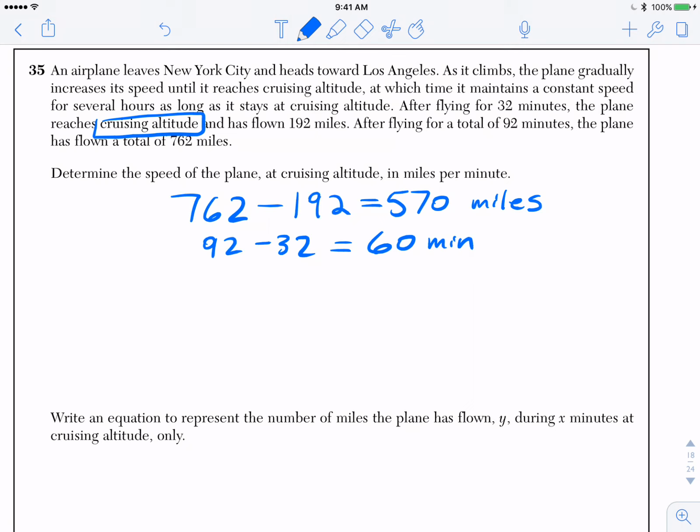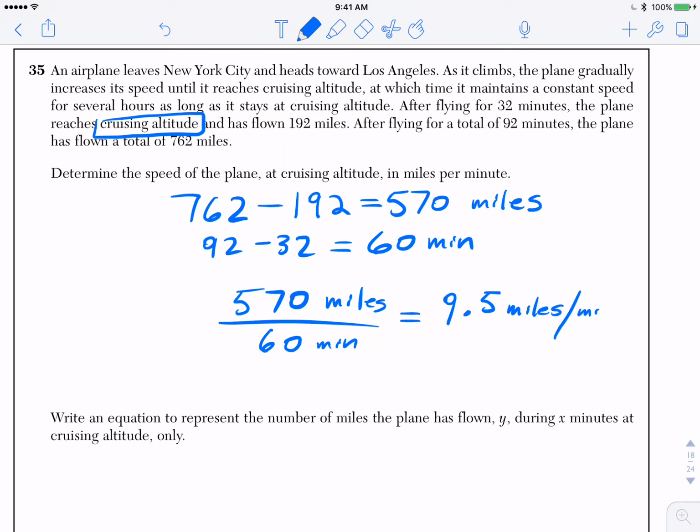So that was pretty convenient because we are going to have to convert this, and we just simply have to divide. 570 miles in 60 minutes. What is that per minute? 9.5 miles per minute. So setting up a rate, we divide 570 by 60 to get our answer of 9.5. We did have to pull the 570 and 60 out, but through basic subtraction of finding how far we went and how long it actually took us.